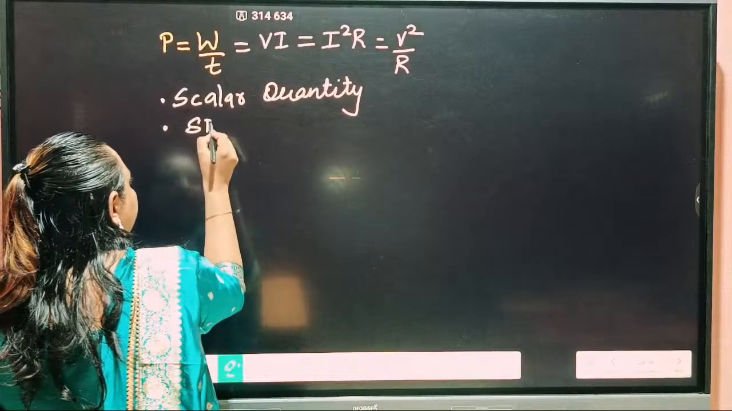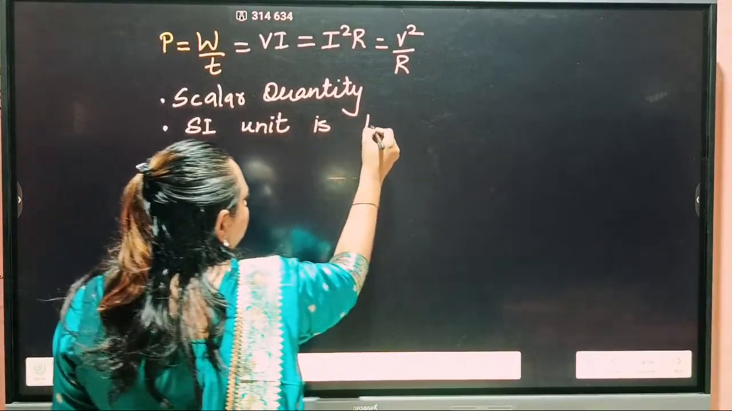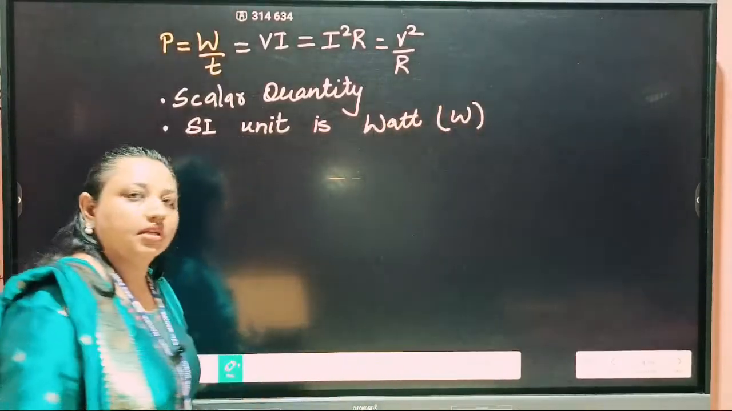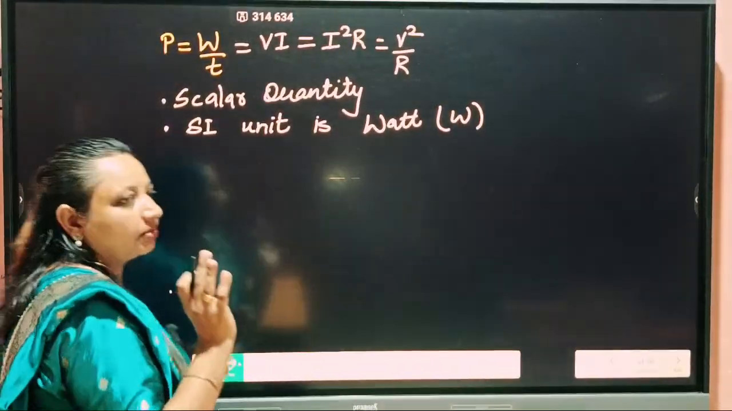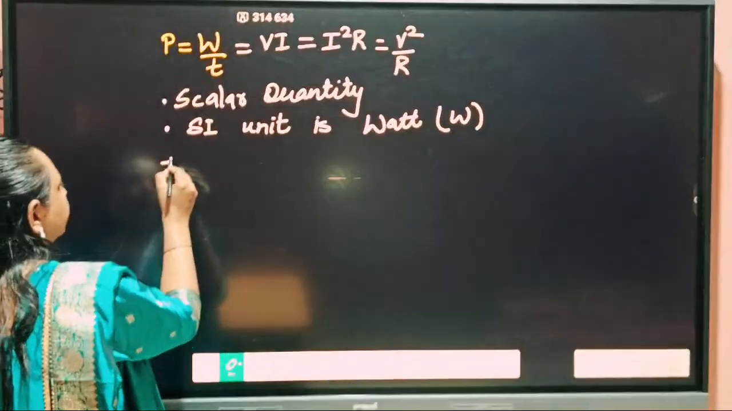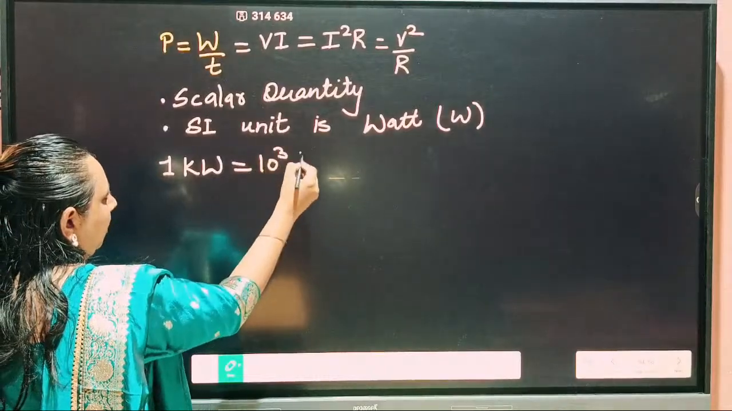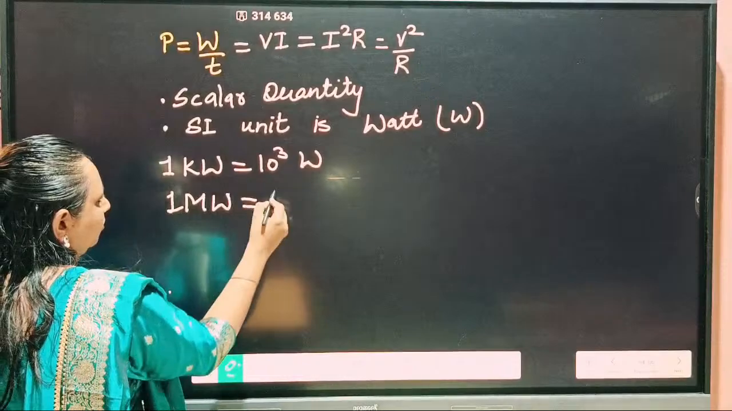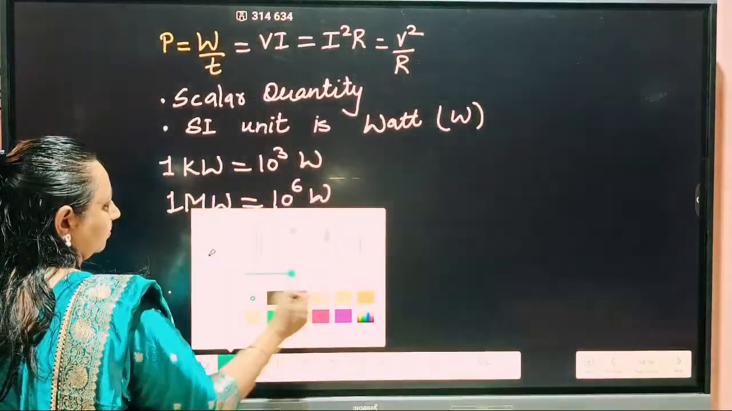Its SI unit is watt, right? Its SI unit is watt. And also the power is given in kilowatt or megawatt. So 1 kilowatt is equal to 10 raised to the power 3 watt and 1 megawatt is equal to 10 raised to the power 6 watt.